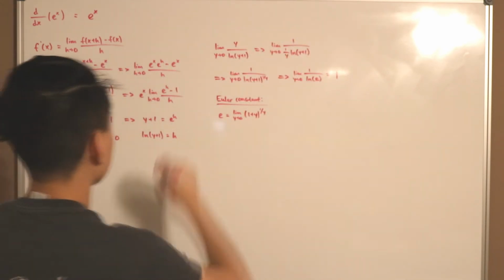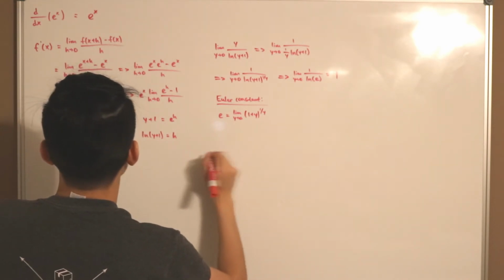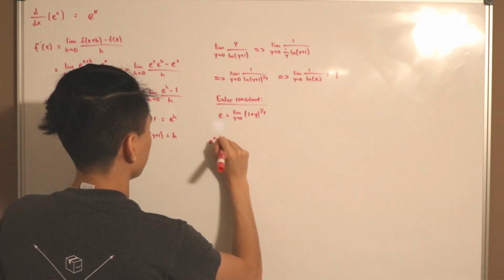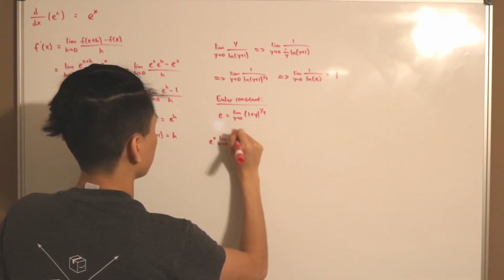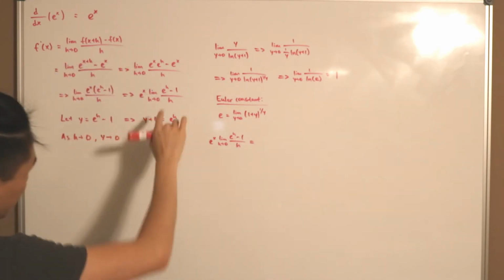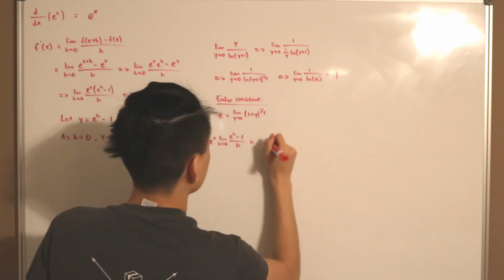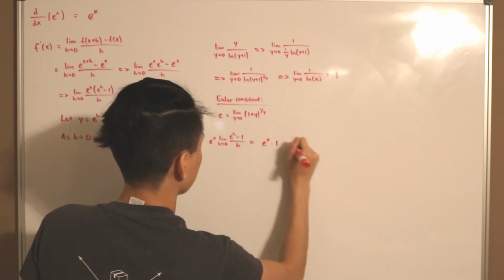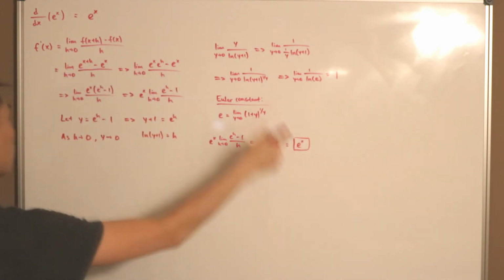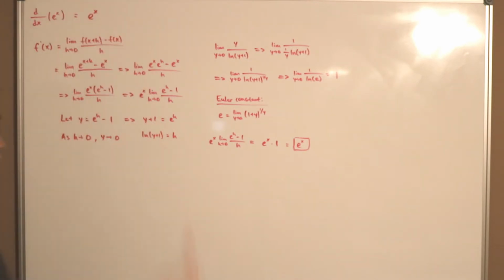So now going back to where we were, we have e to the x times the limit as h approaches 0 of e to the h minus 1 divided by h. And we said that e to the h minus 1 over h is actually equal to 1, so it's e to the x times 1, and it's simply e to the x. And that is our derivative for e to the x. The derivative of e to the x is equal to e to the x.